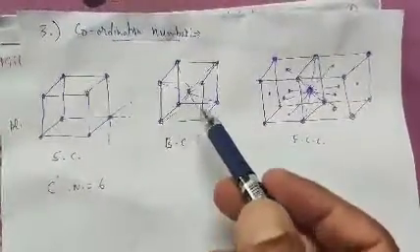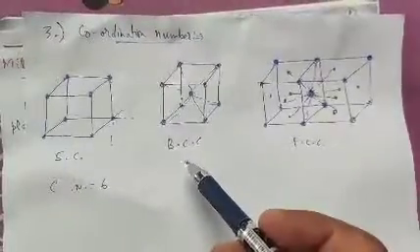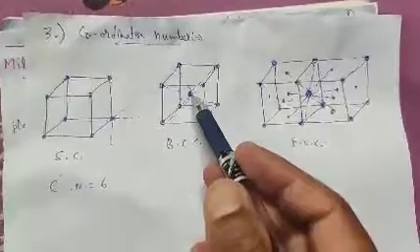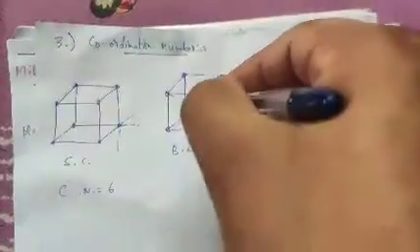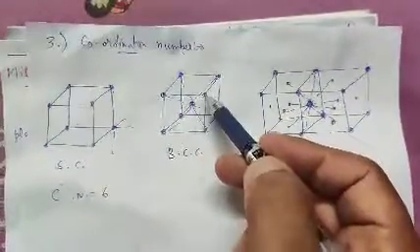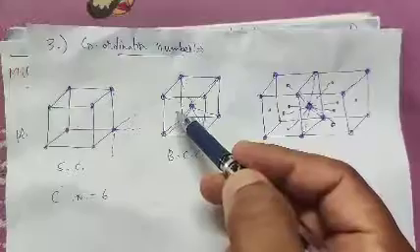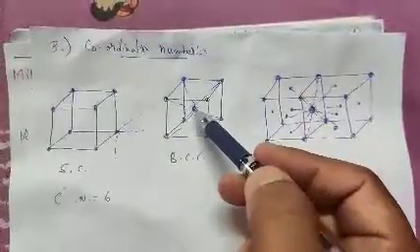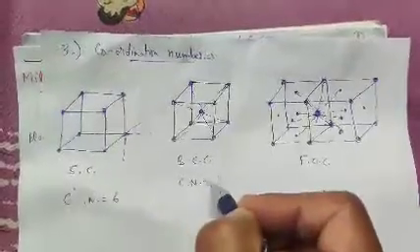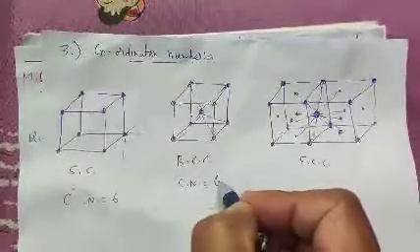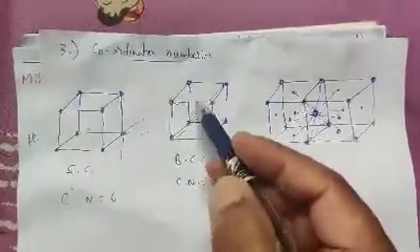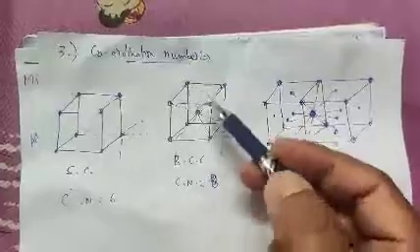If you calculate the coordination number for the body-centered cubic, that is BCC, let us consider this body-centered atom is the central atom, so it is surrounded by, let us calculate, 1, 2, 3, 4, 5, 6, 7, 8. Therefore the coordination number for BCC will be 8, because it is surrounded by 8 nearest neighbor atoms.